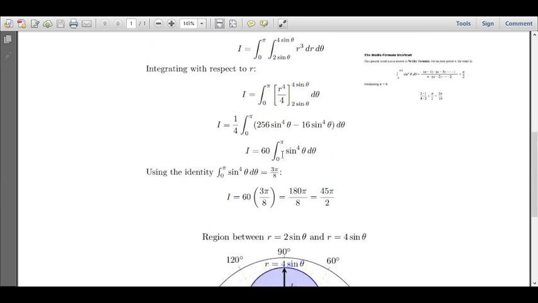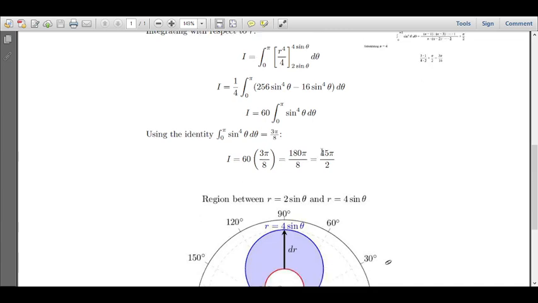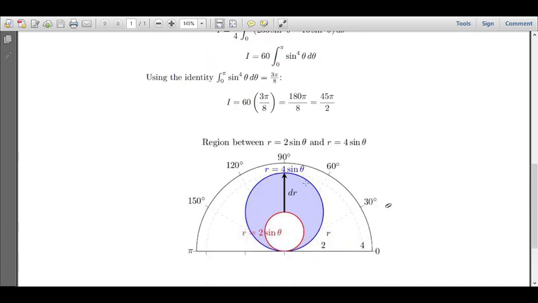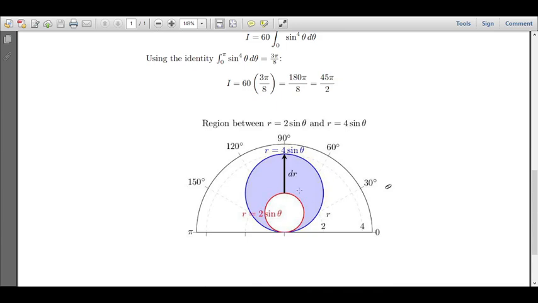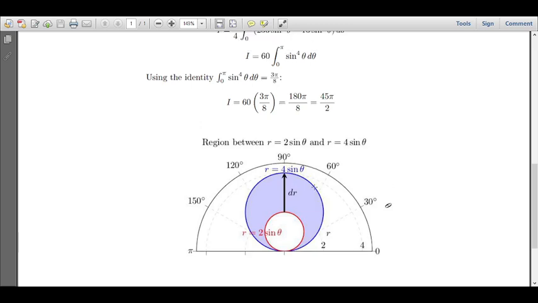To evaluate this integral 0 to pi sin power 4 theta, we are using the symmetry property. To calculate the area between 0 to pi, we use the symmetric property. This symmetric property means this is symmetric about the y axis. The area from 0 to pi by 2 is the same as the area from pi by 2 to pi.